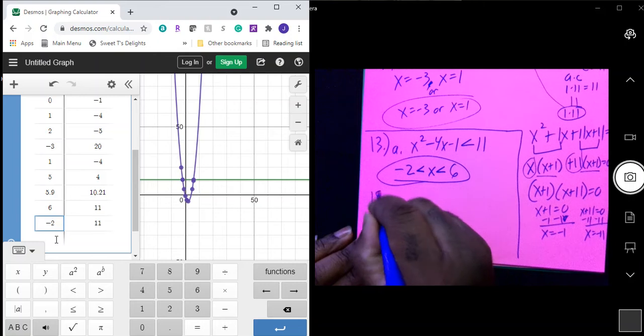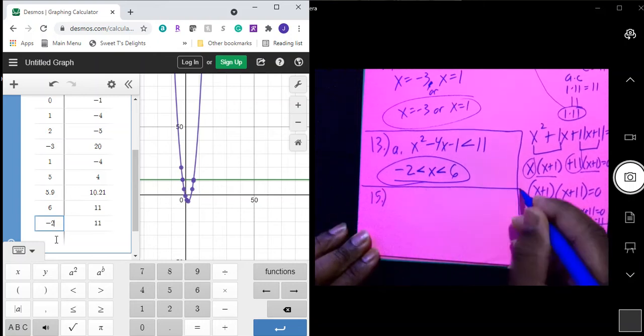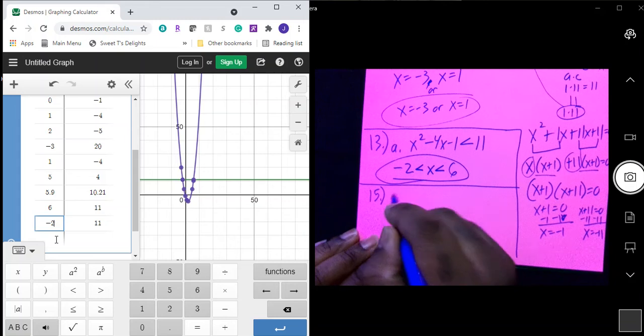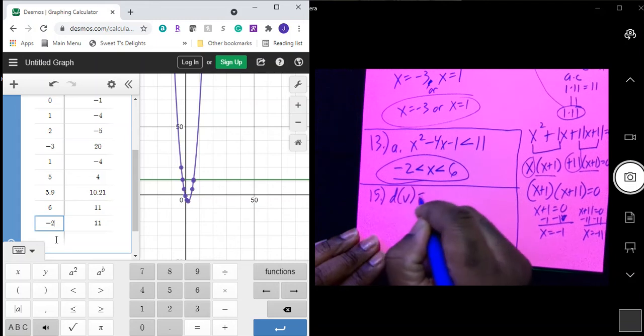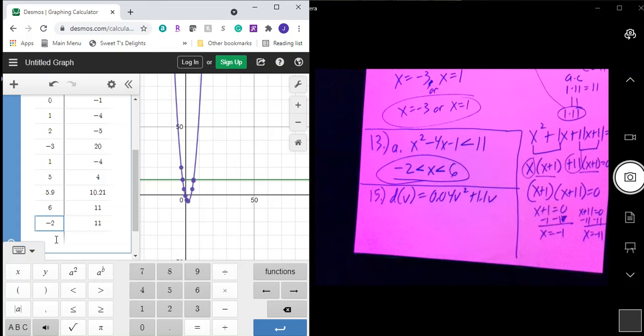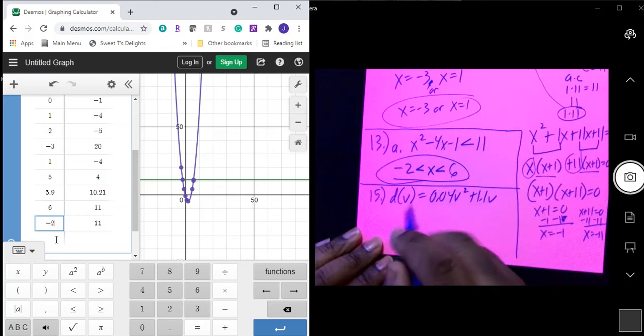So now the last problem is problem 15 from this section. Problem 15 says the stopping distance d in feet for a car moving at a velocity v miles per hour is modeled by the equation D of v is equal to 0.04 v squared plus 1.1 v. What is the stopping distance for a velocity of 55 miles per hour? So basically all we would do here is just substitute in 55.